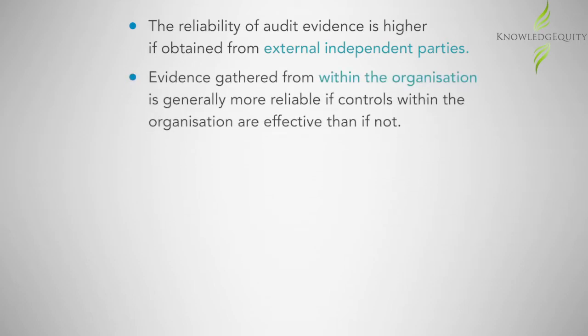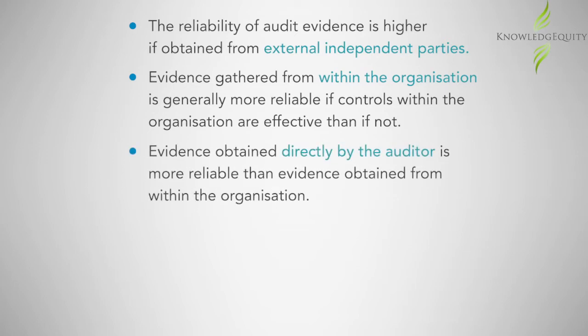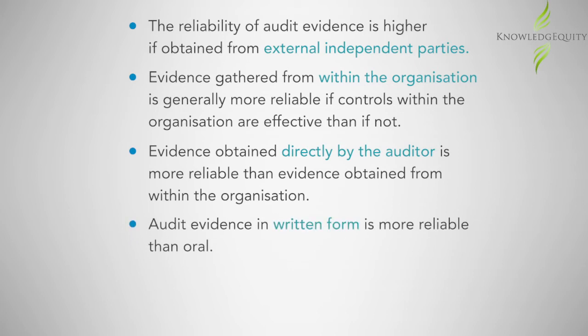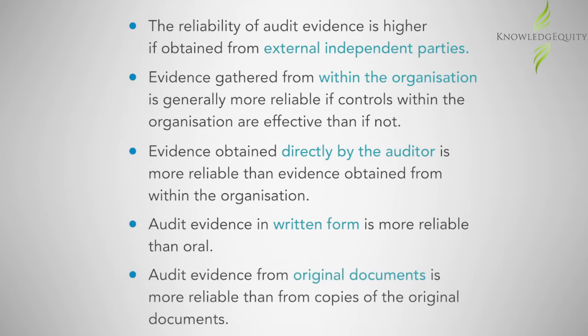Evidence gathered from within the organization is generally more reliable if controls within the organization are effective than if they are not. Evidence obtained directly by the auditor is more reliable than evidence obtained from within the organization. As an example, reperformance of calculations by the auditor are more reliable than those performed by management. Audit evidence in written form is more reliable than oral. Audit evidence from original documents is more reliable than from copies of the original documents.